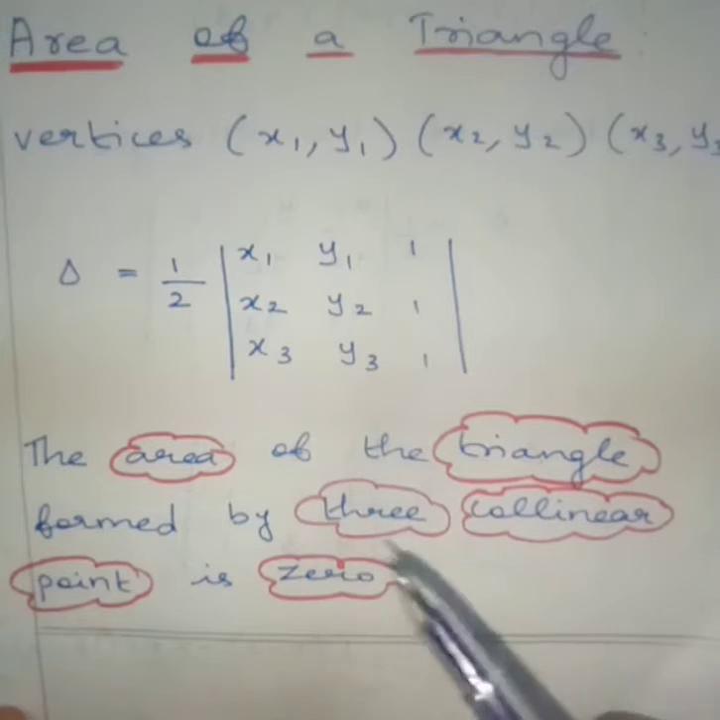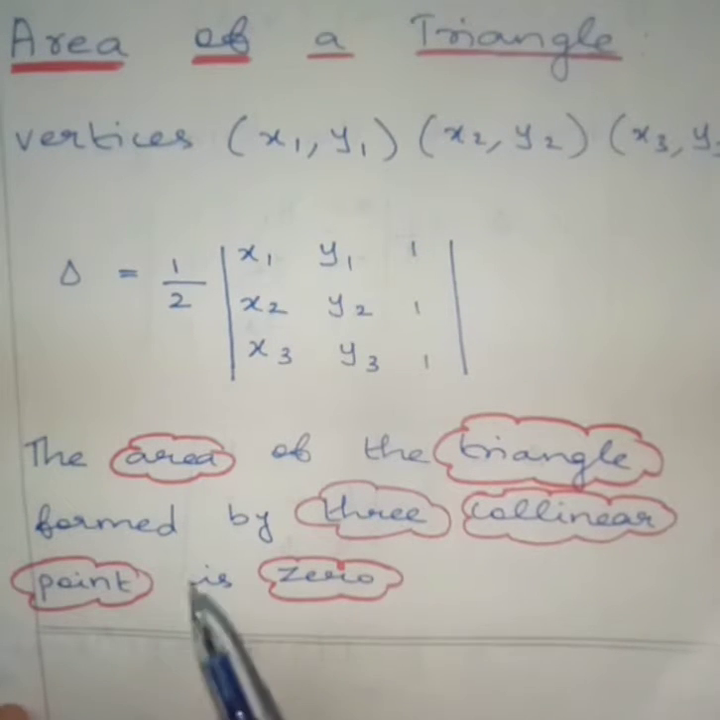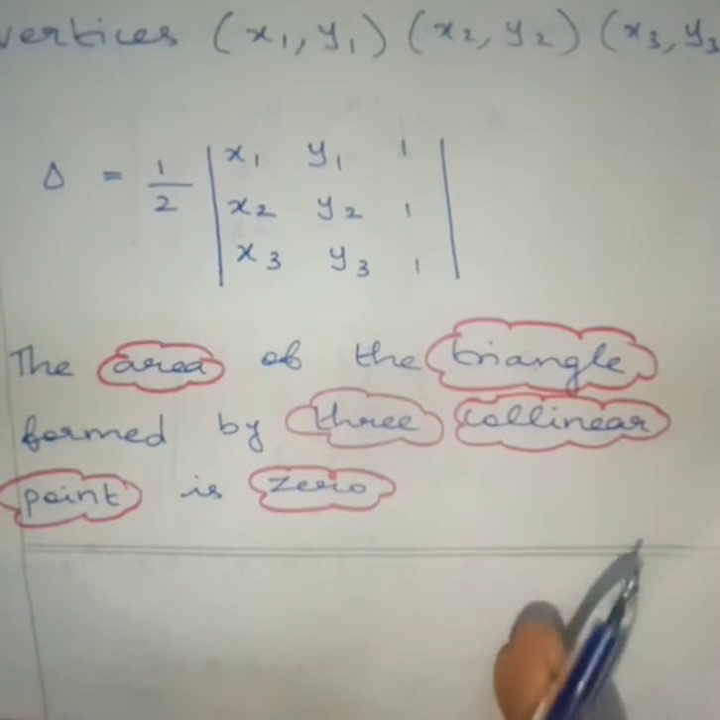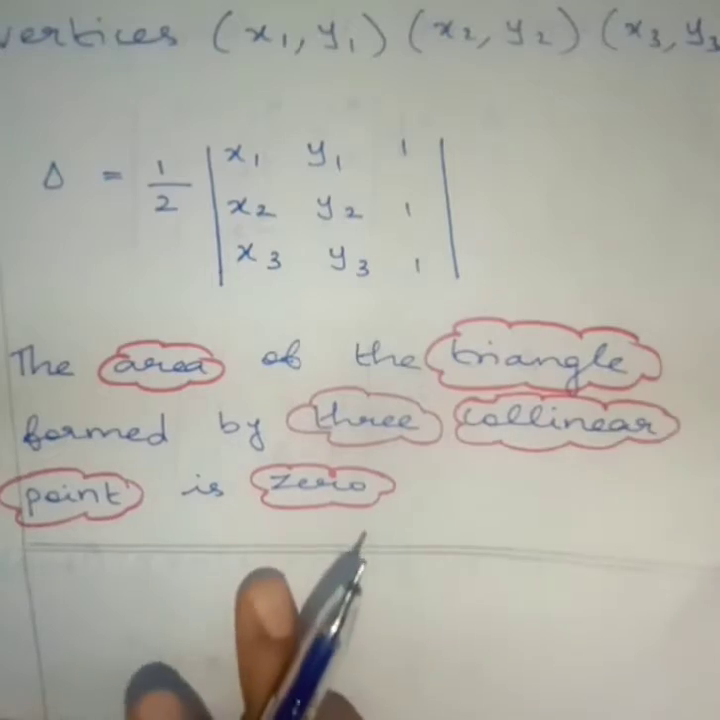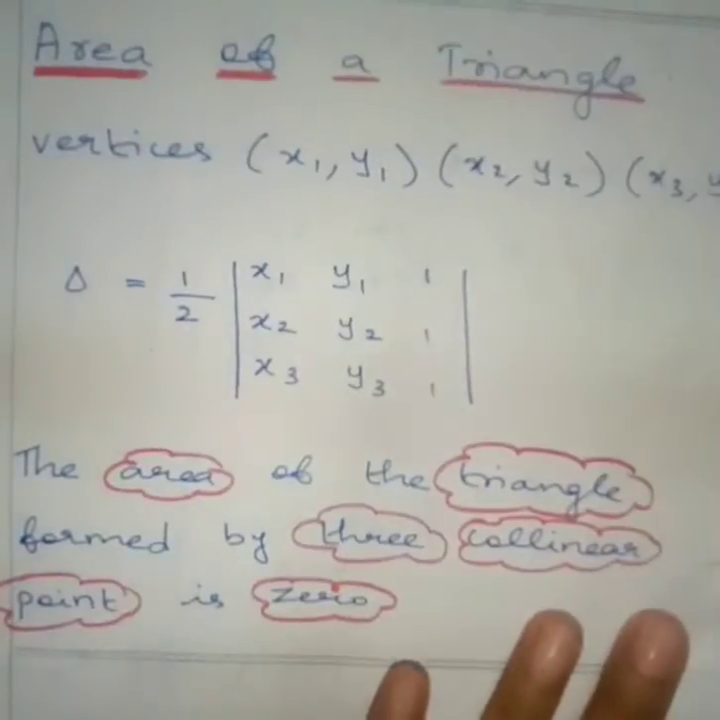You all know this, right? The area of the triangle formed by three collinear points is 0. That means if the area of the triangle is 0, then you can say that the given points are collinear. That is the given condition here.